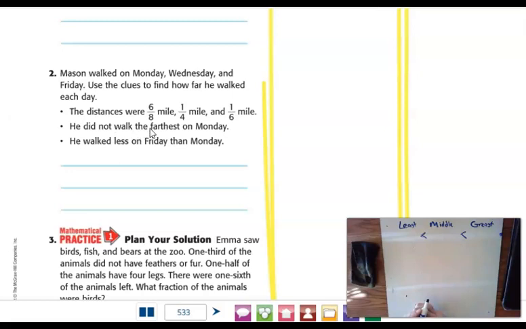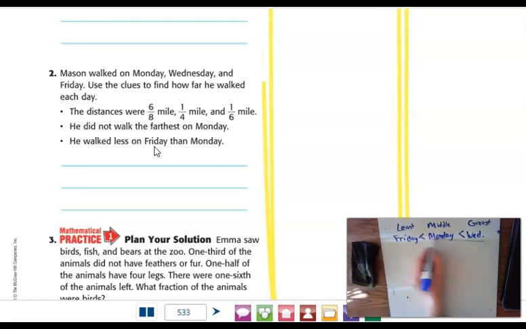Okay, and it says he did not walk the farthest on Monday, so that means Monday can't be here. It also says he walked less on Friday than on Monday, which means Monday can't be the least, because Friday has to be less than Monday. That tells me that Monday is going to go here. Friday is going to go here, and that leaves Wednesday for the greatest.